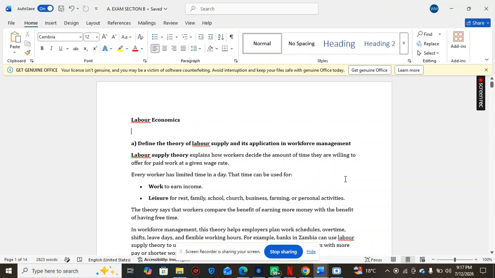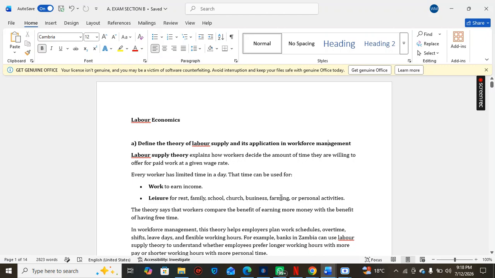All right, so we've got this question here which says define the theory of labor supply and its application in workforce management. So, colleagues, we need to remember one thing first. Labor supply is from the workers. It's workers who supply their labor. Then it's companies that demand the labor. So this is basically the labor supply theory.